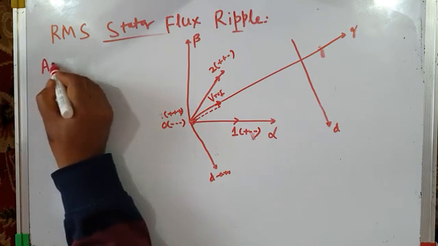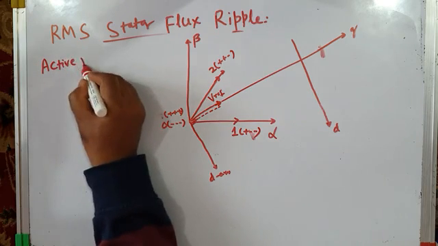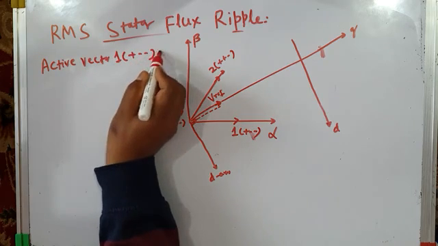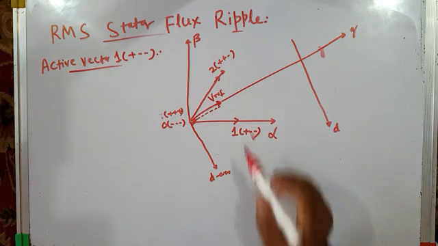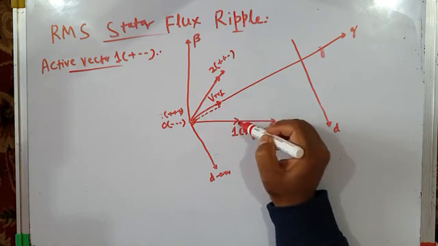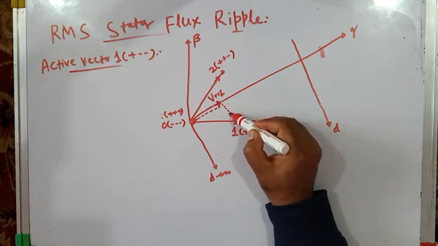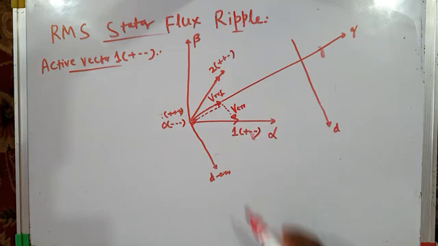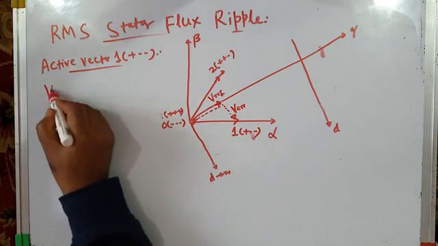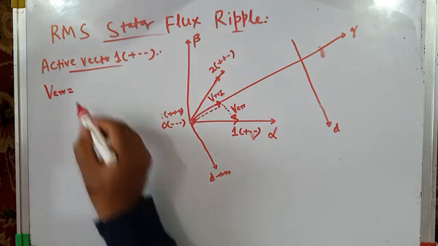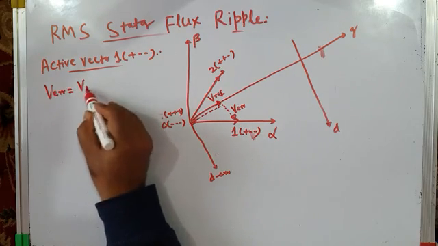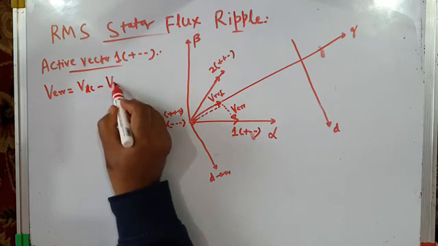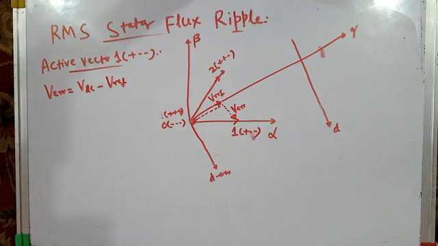Let us see what happens when active vector 1 is applied. So active vector 1 with switching sequence plus minus minus. When this active vector 1 is applied, this is our desired vector and this is the applied vector. So therefore this will be error voltage vector V error. Now this error voltage vector V error will be the applied voltage vector, which is V1 or VDC, minus reference voltage vector Vref. Let me now resolve it into D and Q components.